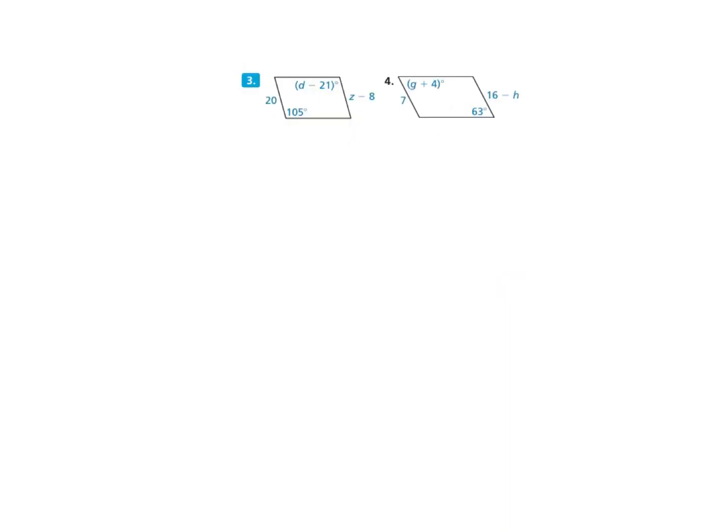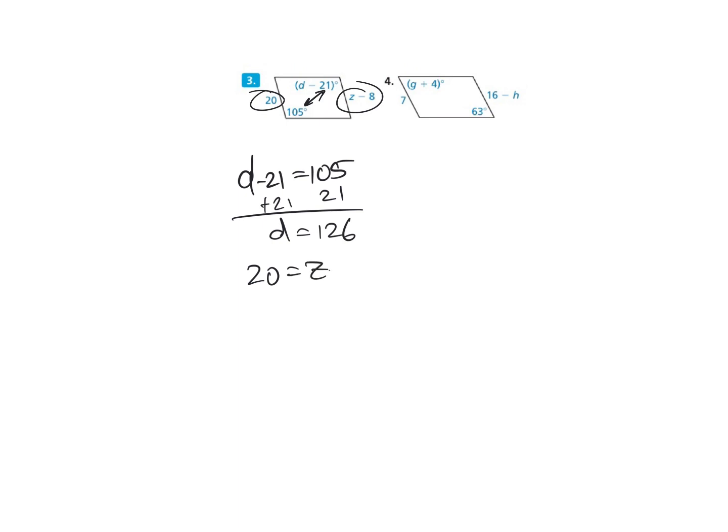Okay, so now we have angles here. These two are the same. D minus 21 is equal to 105. So we add 21, and D equals 126. Okay, and then we have side lengths. They're equal. 20 equals z minus 8. So we add 8, and 28 equals z.